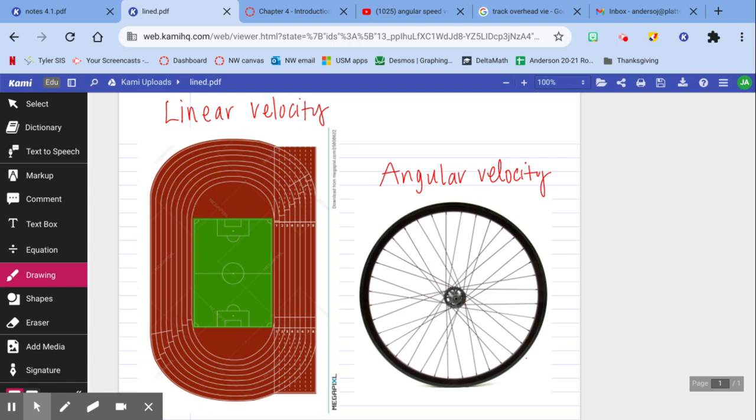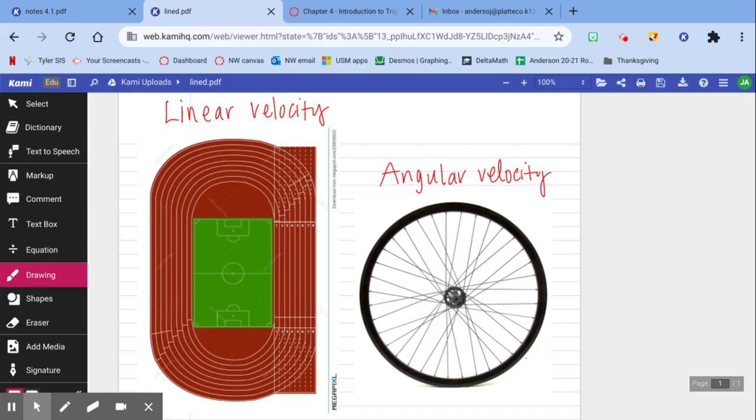All right, we are at part 3 of section 4.1. We are going to continue talking about angle measurements and applications of those angle measurements. And before we get started, let's just do a little bit of discussion on linear velocity or linear speed versus angular velocity or angular speed.